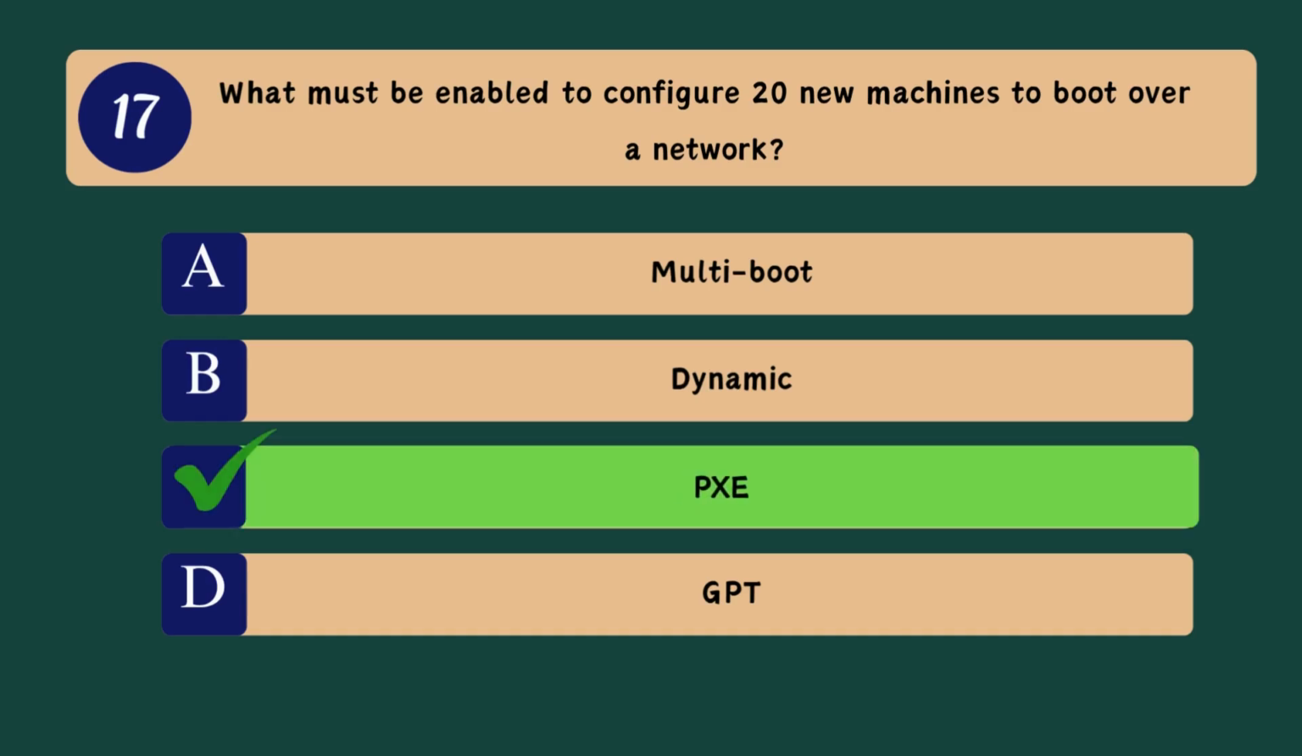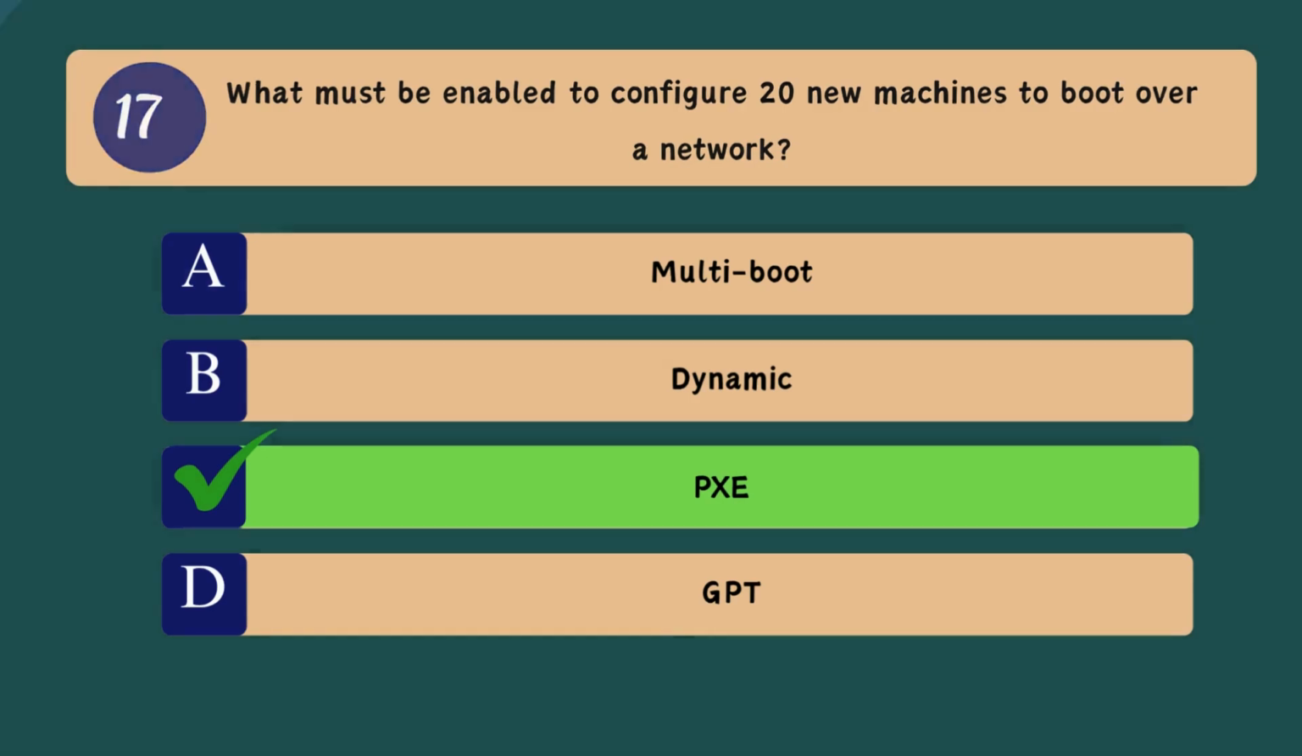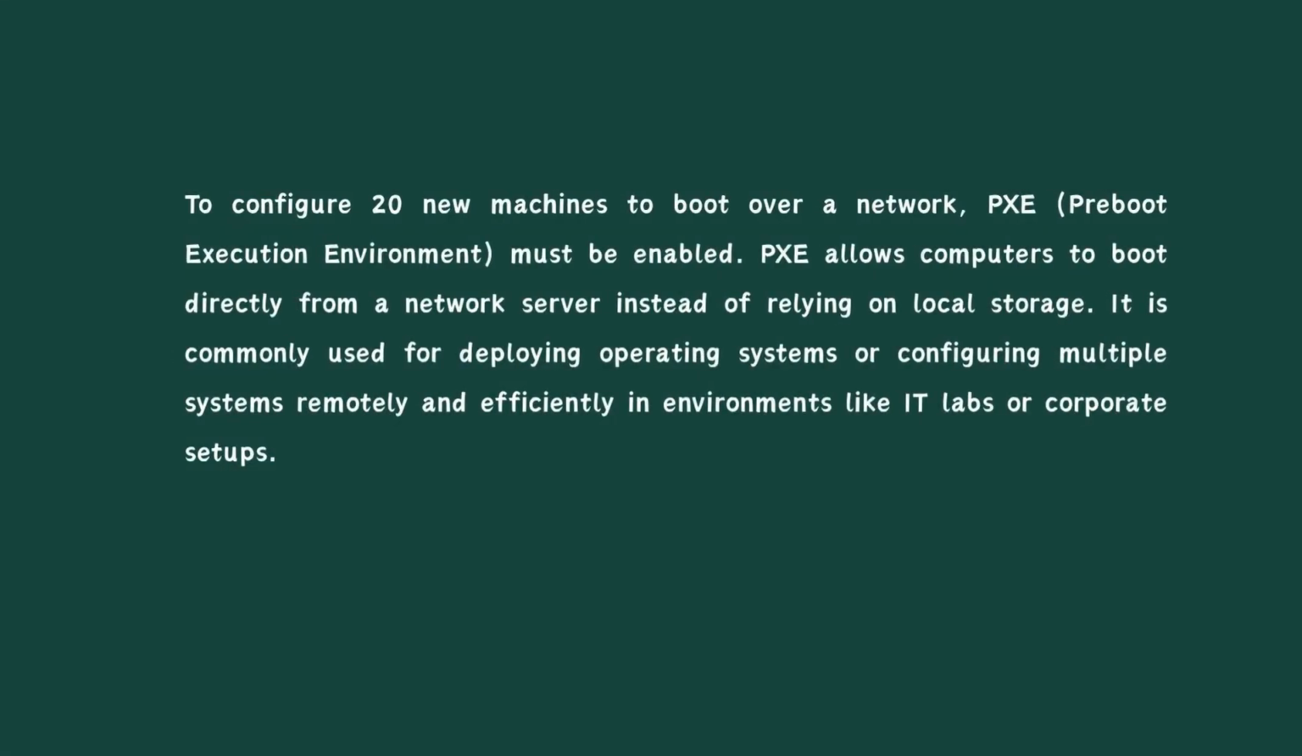Correct answer: C. PXE. To configure 20 new machines to boot over a network, PXE, Pre-Boot Execution Environment, must be enabled. PXE allows computers to boot directly from a network server instead of relying on local storage. It is commonly used for deploying operating systems or configuring multiple systems remotely and efficiently in environments like IT labs or corporate setups.